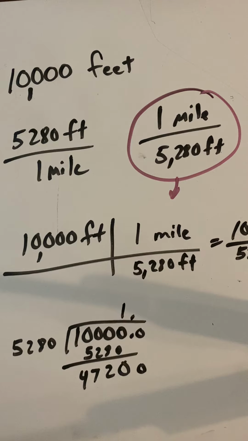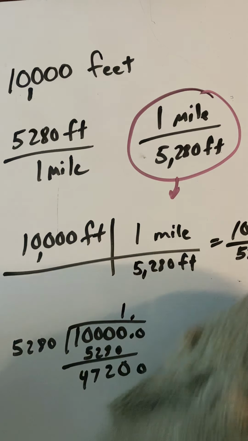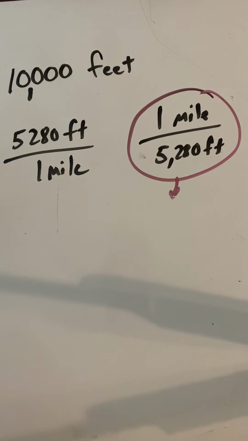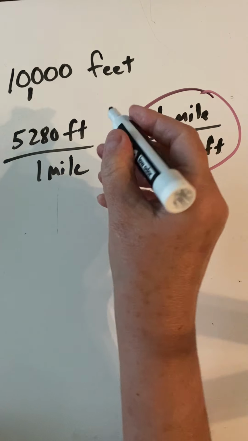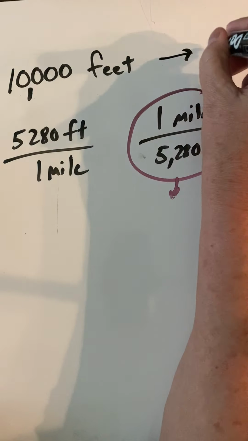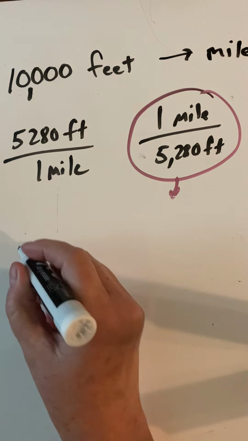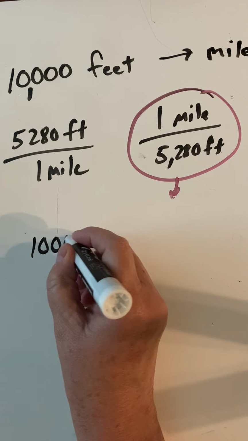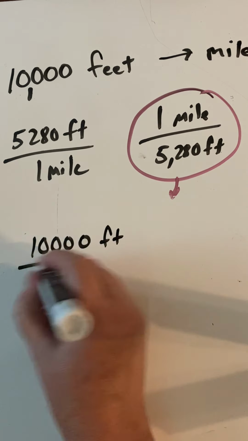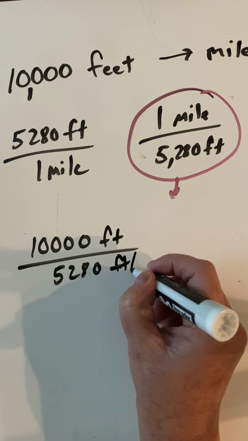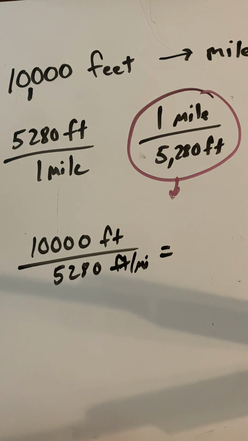The way that they teach it in the book is that if you had this many feet, you're going from feet and you want to go to miles. You're going from a small unit into a large unit, and so that means you have to divide. So they just tell you right there it's 10,000 feet, and I'm going to divide it by that 5,280 feet per mile. Same idea, but I think it's easier to keep up with when you have the fence post.